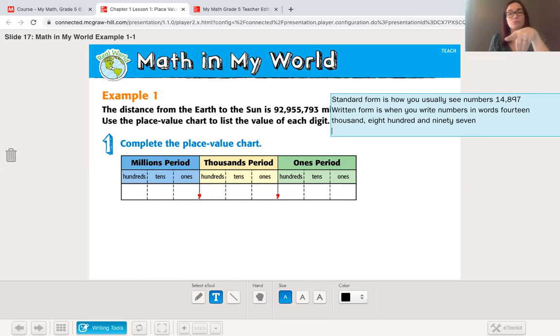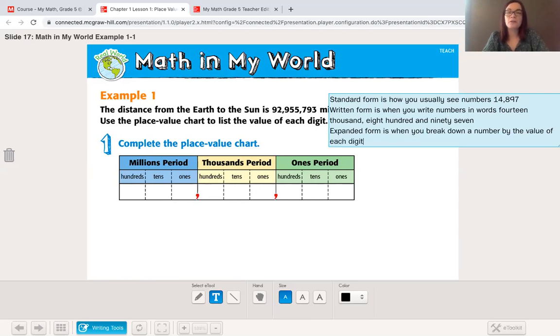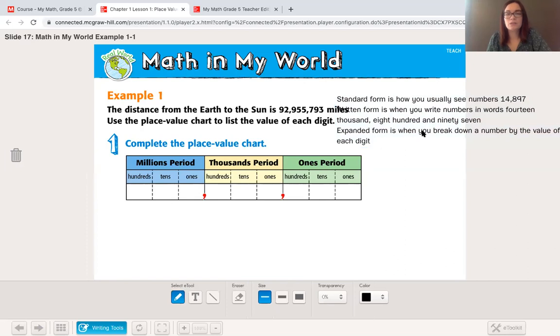And then the last one, which is probably going to be our trickiest form that we work with today, is expanded form. Expanded form is when you break down a number by the value of each digit. Okay? So I'm going to show you how you probably worked with expanded form in 3rd and 4th grade, and hopefully this is ringing some bells for you. You remember that.